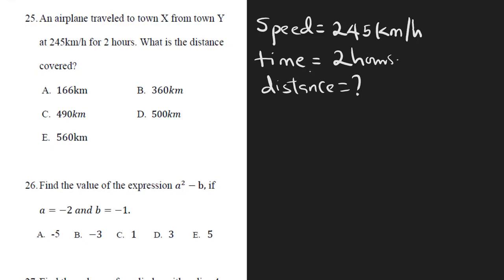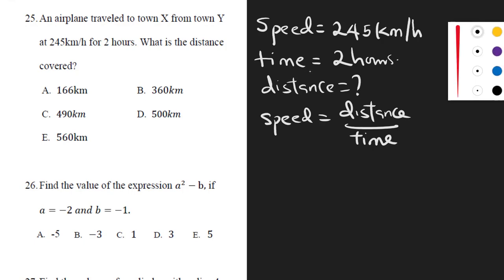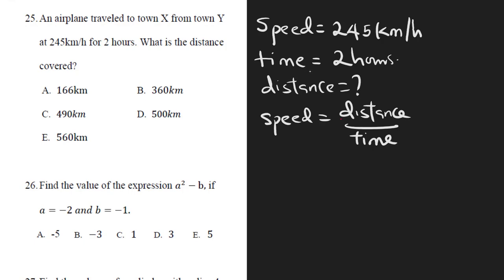So remember that we have a formula which says that speed is equal to distance over time. And in order for you to get distance, you have to cross multiply. You cross multiply, balance this one with 1. You have this here and we have this here.